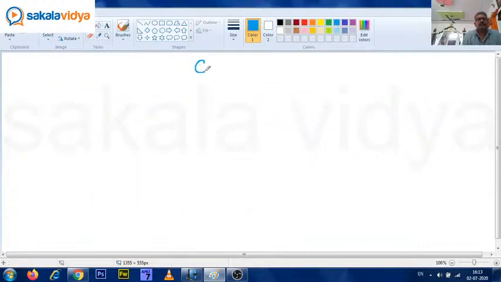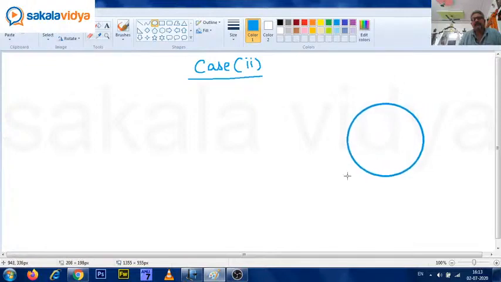Case 2. Let us discuss case 2. Here now, take the circle like this. More circle.